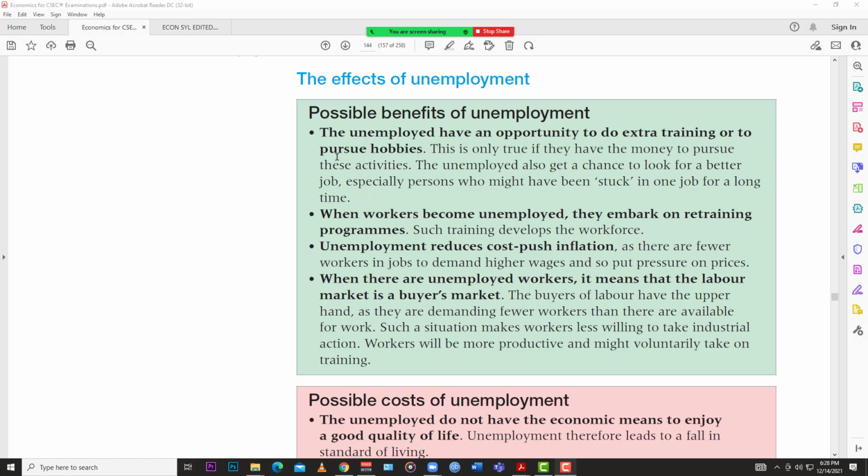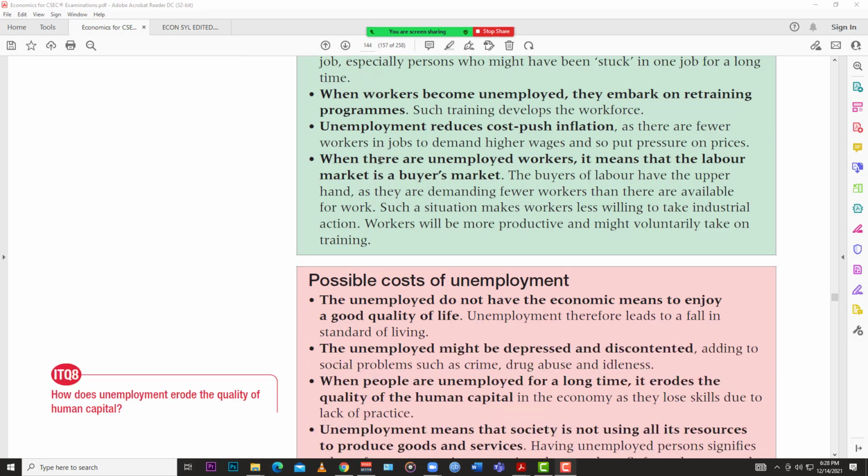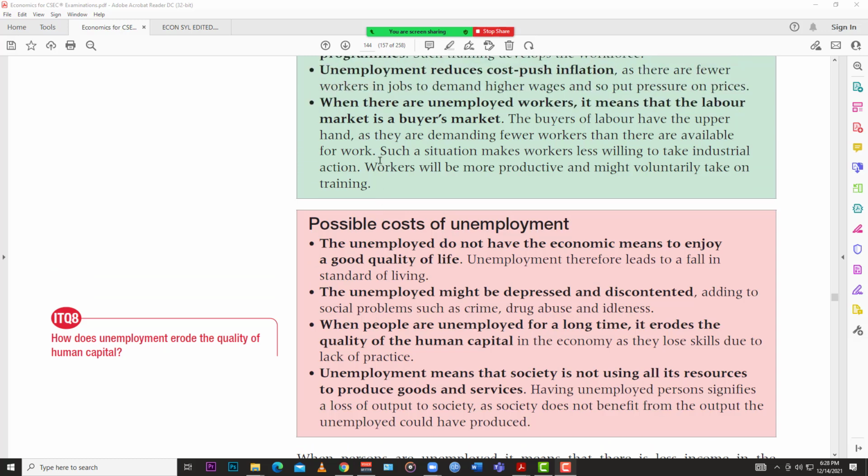Also, unemployment reduces costs and pushes inflation, as there are fewer workers in the job, so they demand higher wages, and that puts pressure on prices. What they're saying here is that when you have fewer workers, because people get laid off, those who remain can now demand higher wages, because if you only have ten people and want me to do the job of some of them, you have to pay me more, right? So for me, who's still in there, unemployment could be a benefit. But then let's look at the cost of unemployment now. The cost of unemployment.